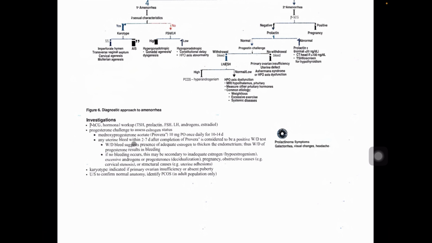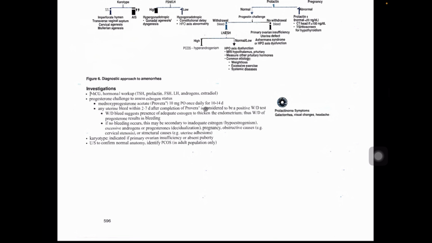Any uterine bleed within 2 to 7 days after completion of Provera is considered a positive withdrawal test. So if the patient starts bleeding within 2 to 7 days of completion of Provera, it is considered a positive withdrawal test.